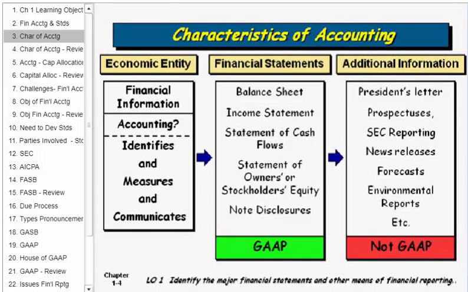But we also have to consider that the notes to the financial statements are an integral part of the financial statements. And those are considered GAAP, Generally Accepted Accounting Principles. There is other information that's often provided, such as the President's letter and prospectuses, but that is not covered by GAAP.